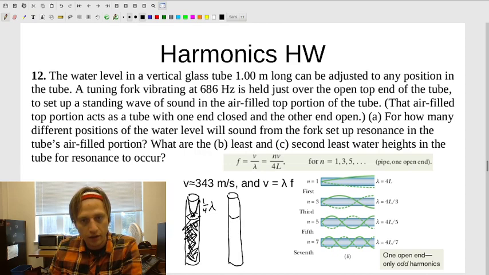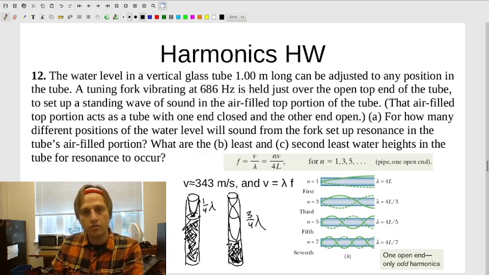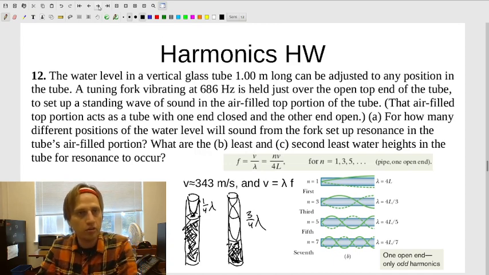3/4 of a wavelength, and so on. Okay, so I'm going to ask you to try to read that question carefully and see if you can work it out. And if you have questions, just let me know, and I will try to go over it in the next video.